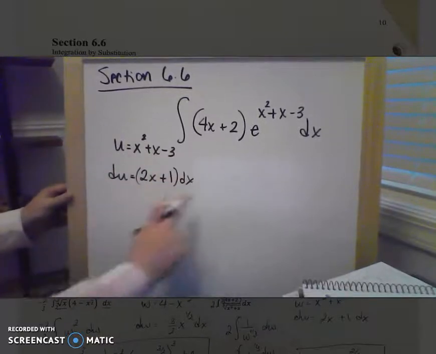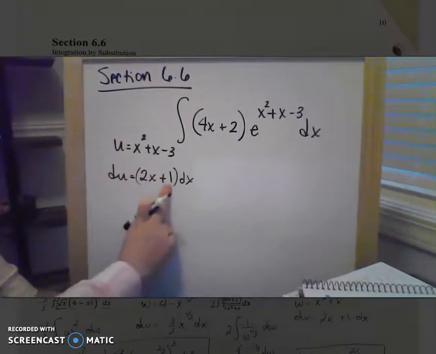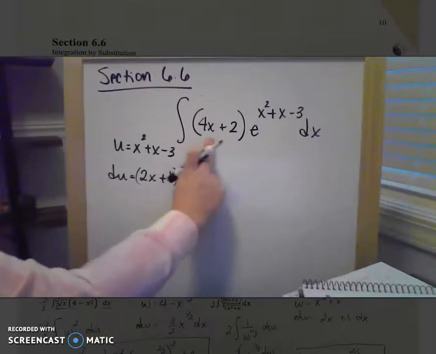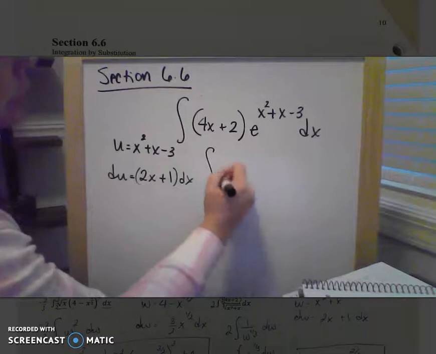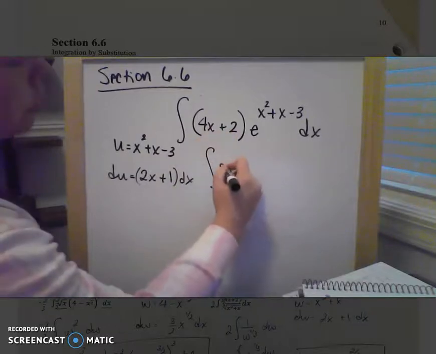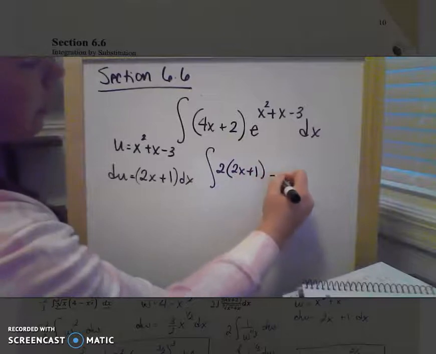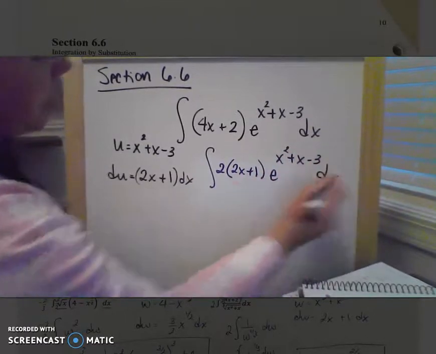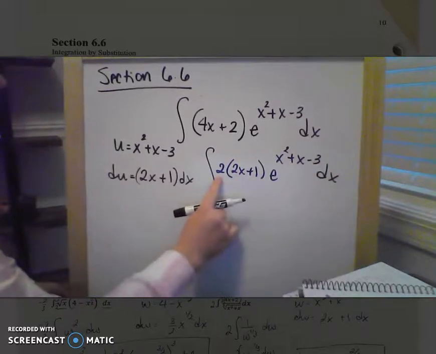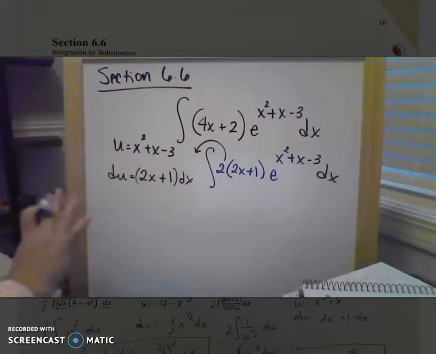This is just scratch work over here, so if you don't write the dx, that's okay. Now, do I have a 2x plus 1 dx? Ooh, I'm close. What if I rewrote this? What if I factored out a 2? So that would be 2 times (2x plus 1) e to the x squared plus x minus 3 dx. Ooh, now I have it. And that 2 is just a scalar, so I could easily move that in front of the integral. So I think we're in business.